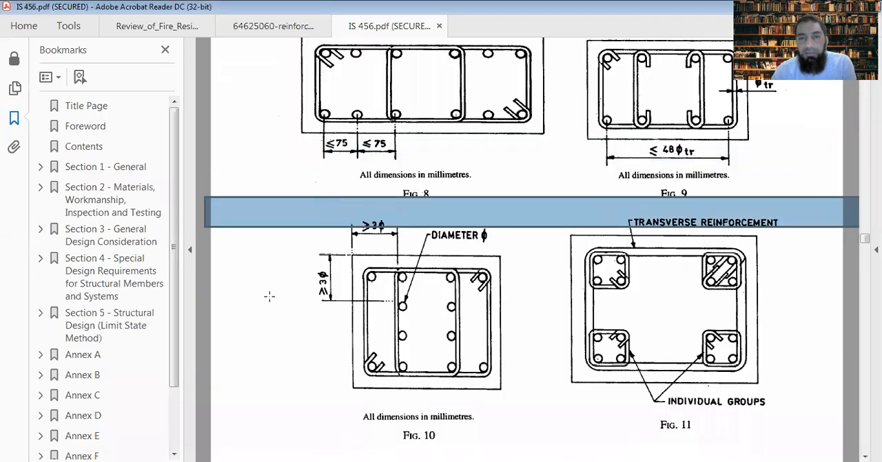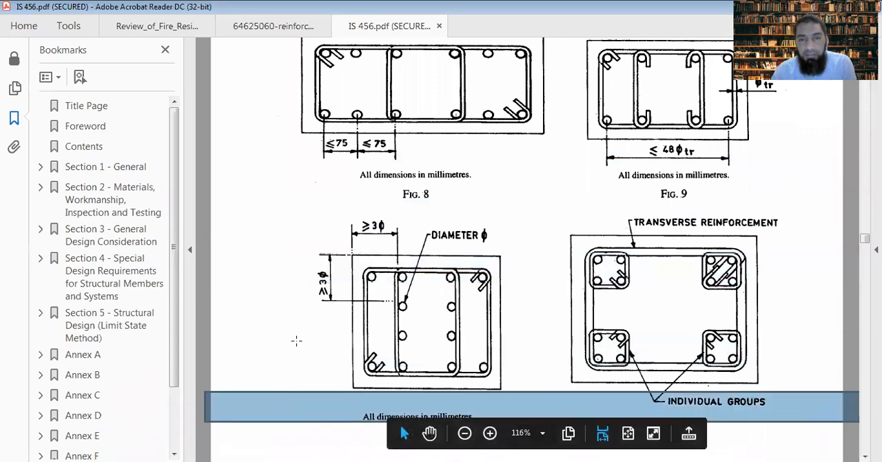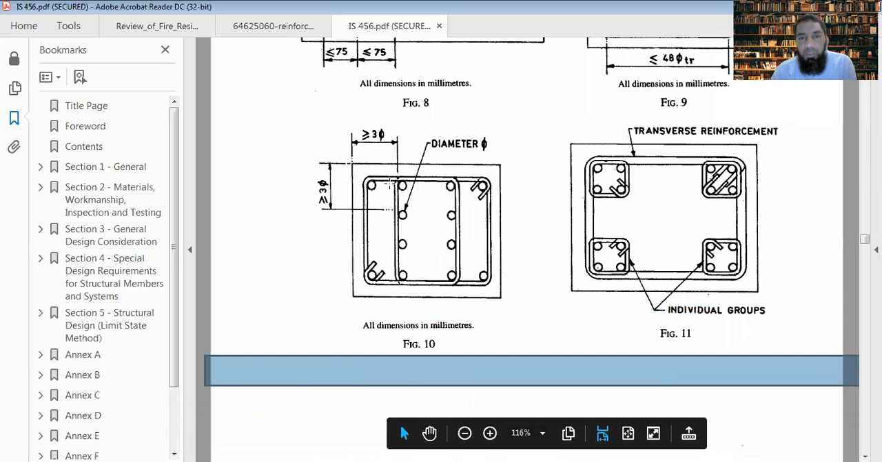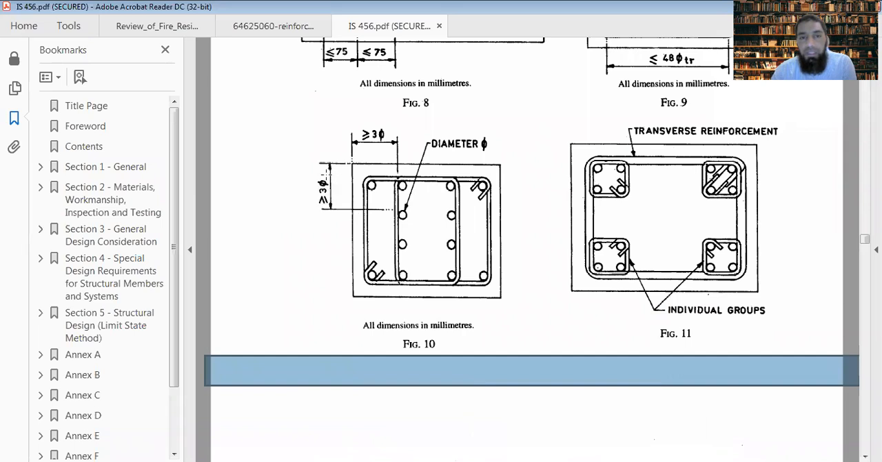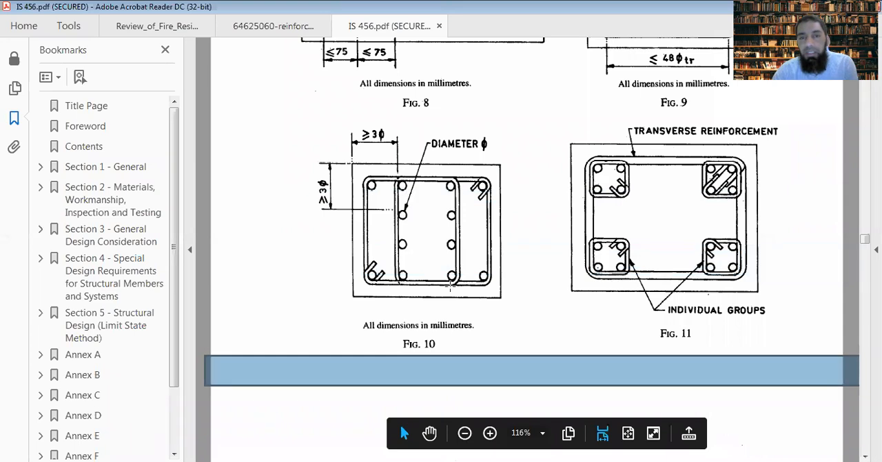Then you could have a case like this when you have a big column. You have the spacing around 3 times phi. Phi is the diameter of the longitudinal bar. That would mean around, for example, if that is a 32 mm bar, then it's around 90 here. So greater than 90 mm even here. In that case, you could provide an outer bundle and an inner bundle of these longitudinal bars, and they are connected in this fashion.